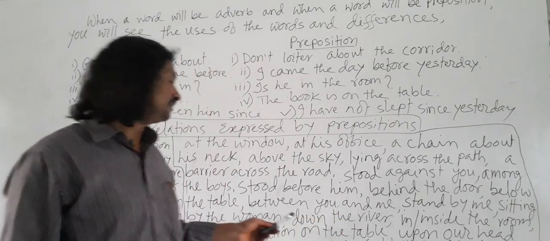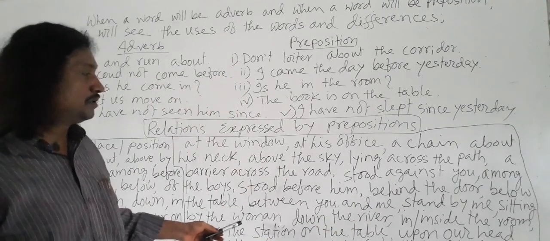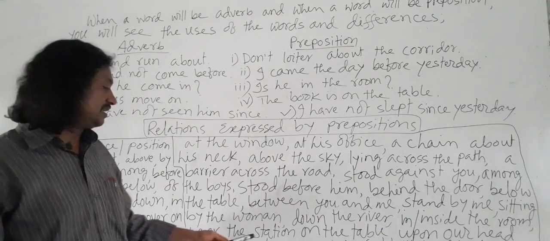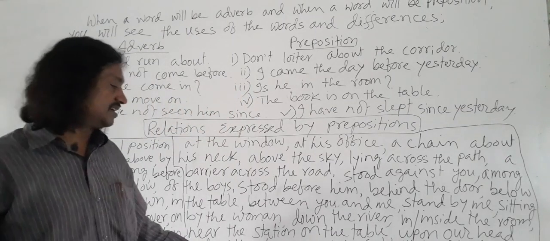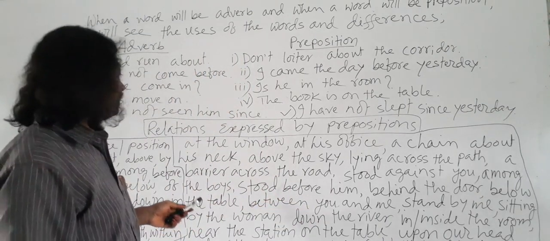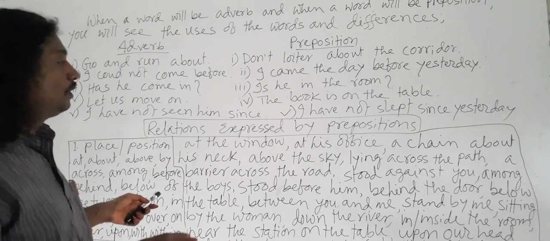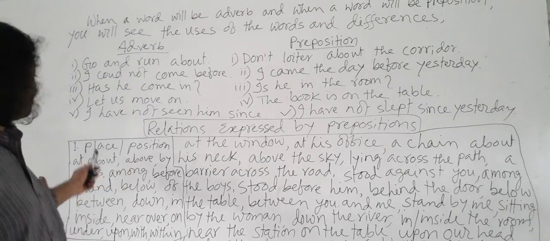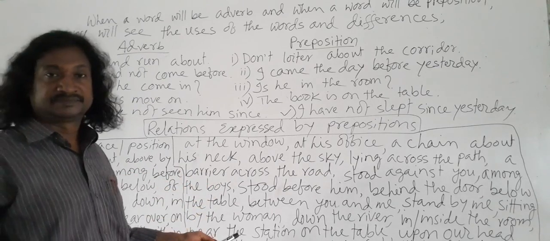Between you and me. There is a quarrel between you and me. Stand by me. Sit by the window. Down the river. In or inside the room. Near the station. On the table. Upon our head. Under the tree. On your feet. With his friend. Within class. So these are the phrases using prepositions, and here we have understood that these prepositions are used for position and place. Okay?